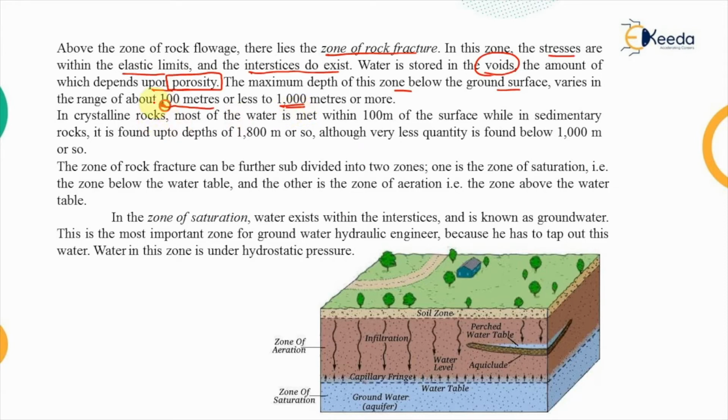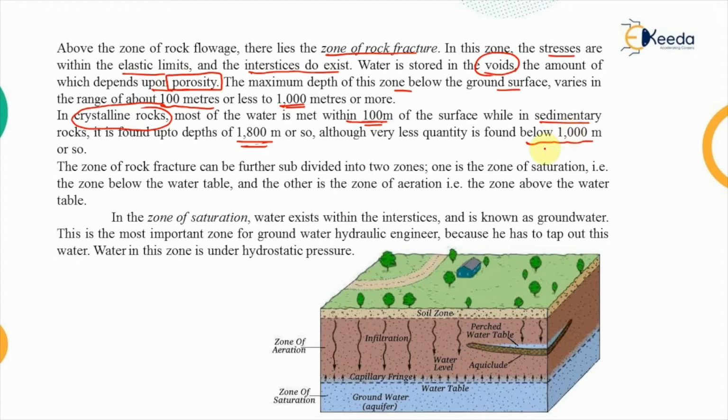Now, in case of the rocks in which the crystal structure is present, which are known as the crystalline rocks, most of the water is met within 100 meters of the surface. But in case of the sedimentary rocks, it is found up to a depth of 1800 meters, or at lesser values up to 1000 meters.